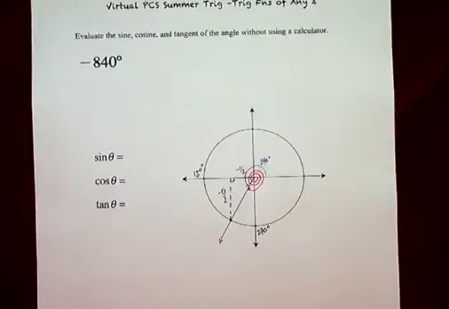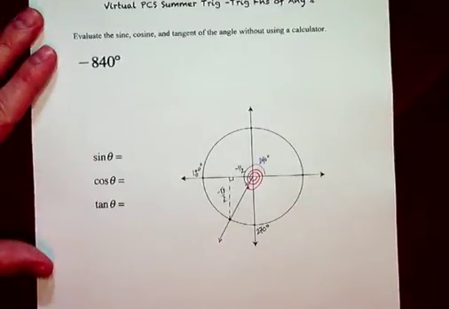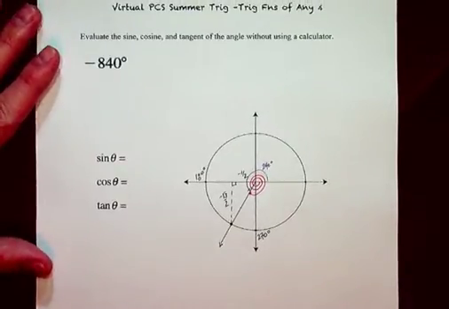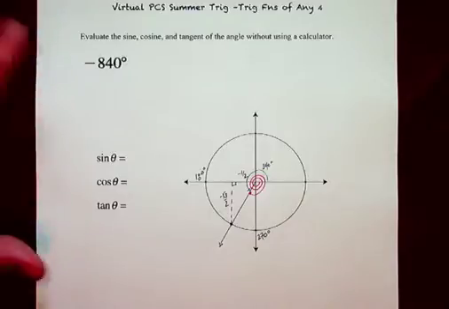So since we use coterminals to find those trig ratios, it's just real easy to accidentally fall into that trap of thinking that because they have the same trig ratios, they must be the same angle, and that's just not the case. So sorry if I beat that drum just a little too hard, but I want to make sure that that's very, very clear. All right.